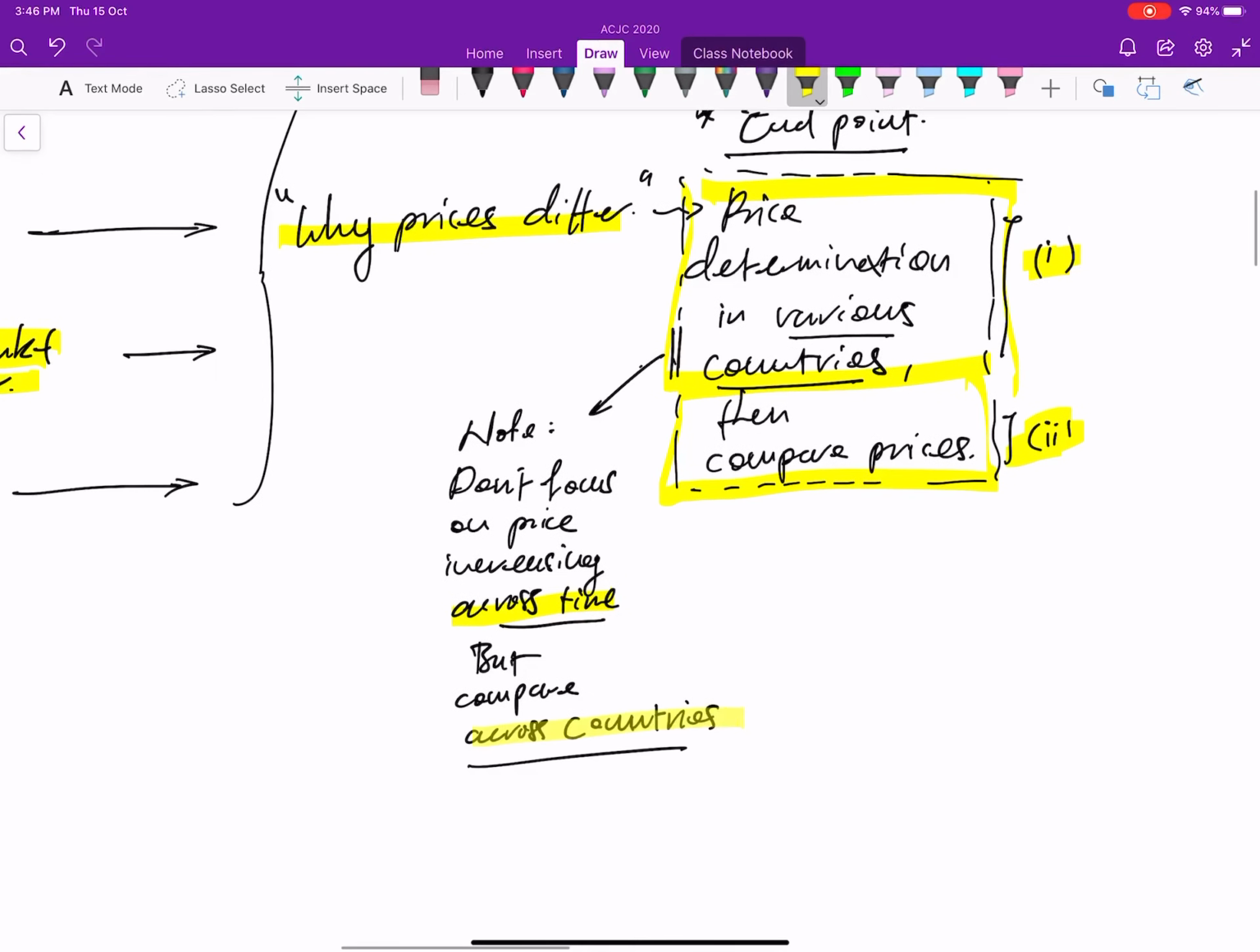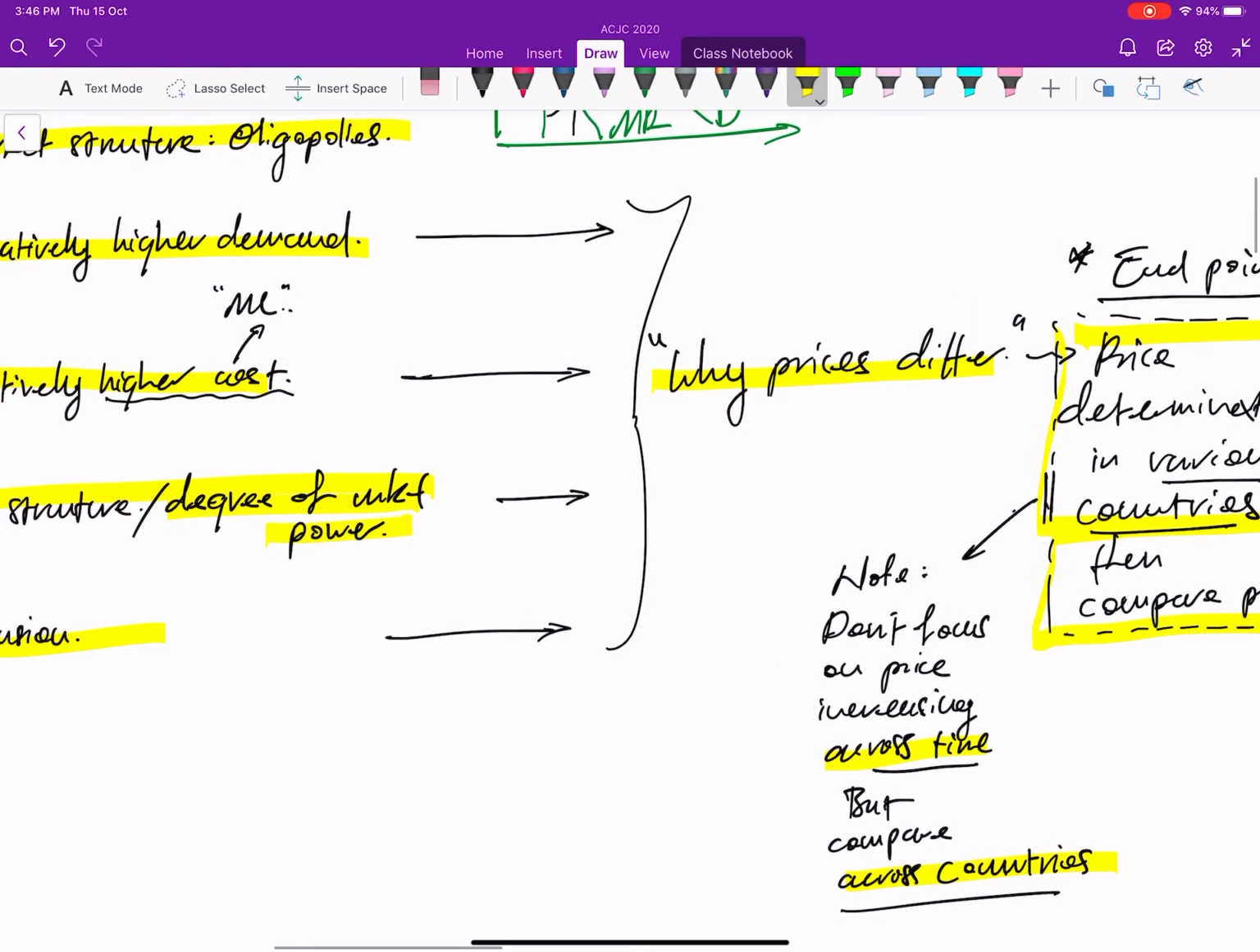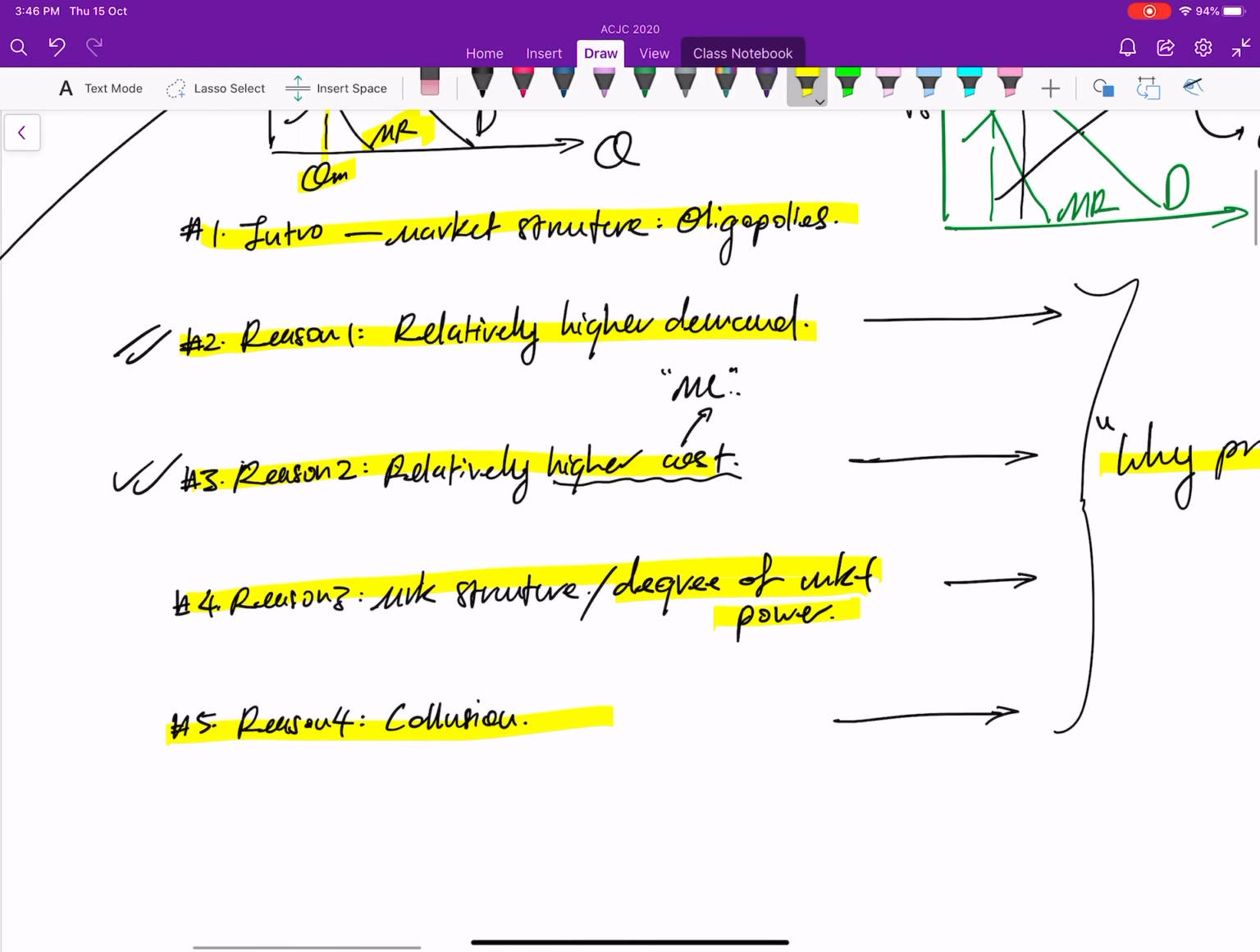So it's across countries. That means that when you want to write your reason 1 here, you shouldn't say demand increased, because demand increase is across time. You should say demand is relatively higher for one country compared to another. That is how you compare across countries. Okay? And that's it for this video.